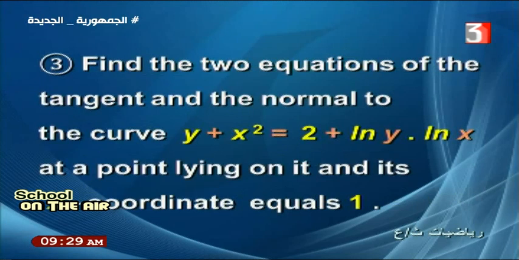Find the equations of the tangent and the normal to the curve y plus x power 2 equals 2 plus ln y multiplied by ln x at a point lying on it and its x coordinate equals 1. Now at x equal 1, what is the value of y? We can substitute in the function of the curve.